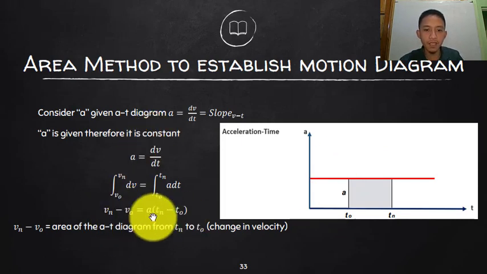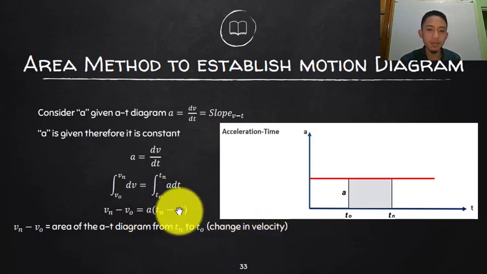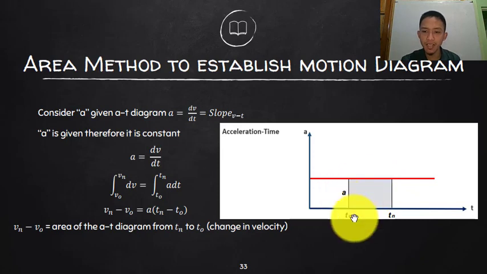Since it is revealed to us by this equation, v sub n minus v sub o, which is the change in velocity, is just equal to a times tn minus to. So if you try to look at our drawing there, that is actually just the area under your curve. So A there is this height, and that Tn minus To is actually the base of your rectangle if you are considering a uniform acceleration.